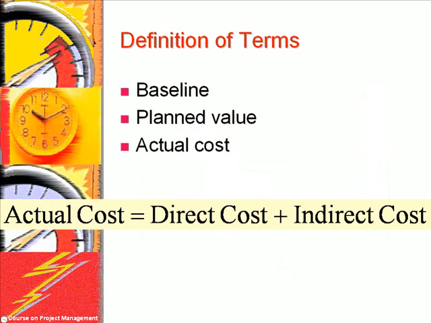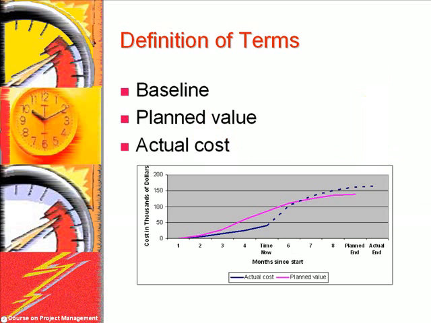Actual cost refers to the total direct and indirect costs incurred by the project. This plot shows actual and planned costs of a project together.